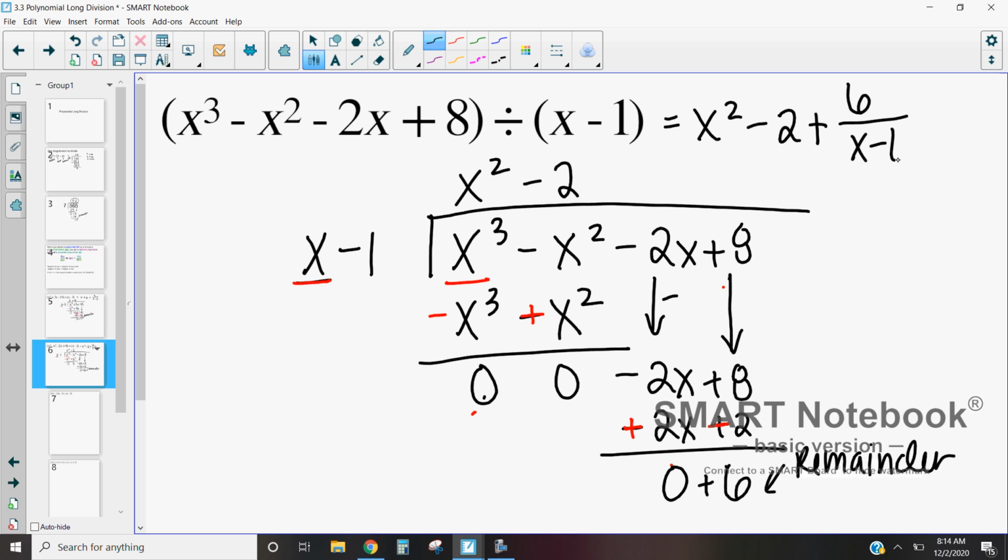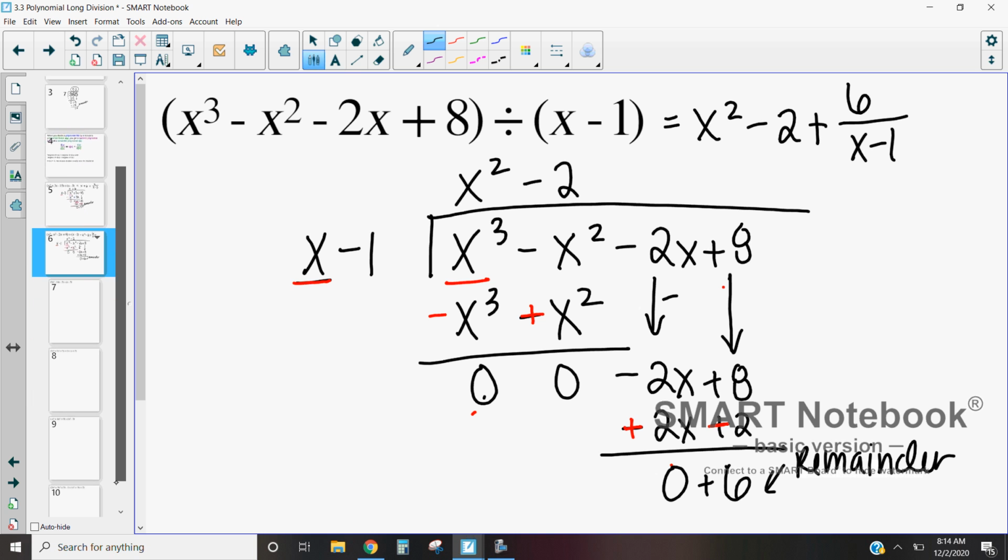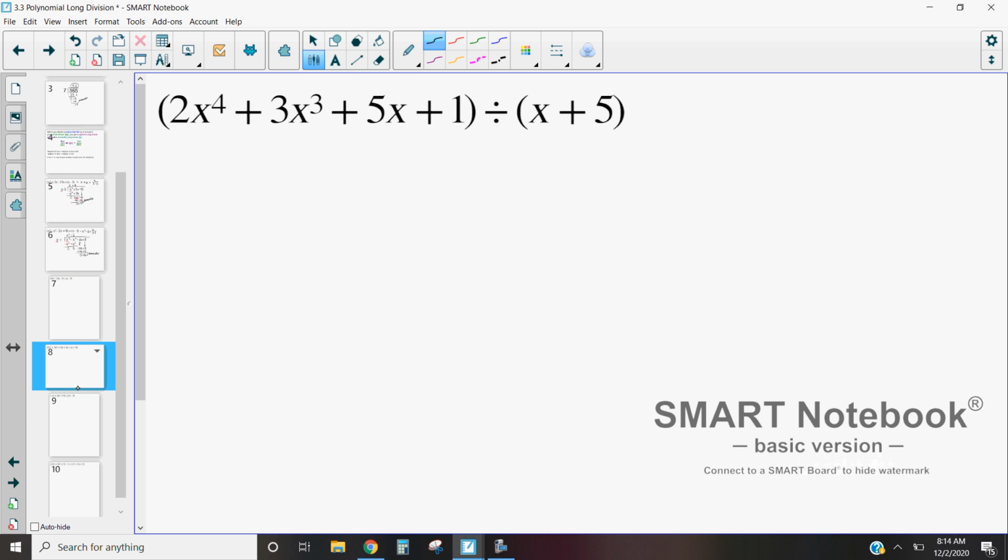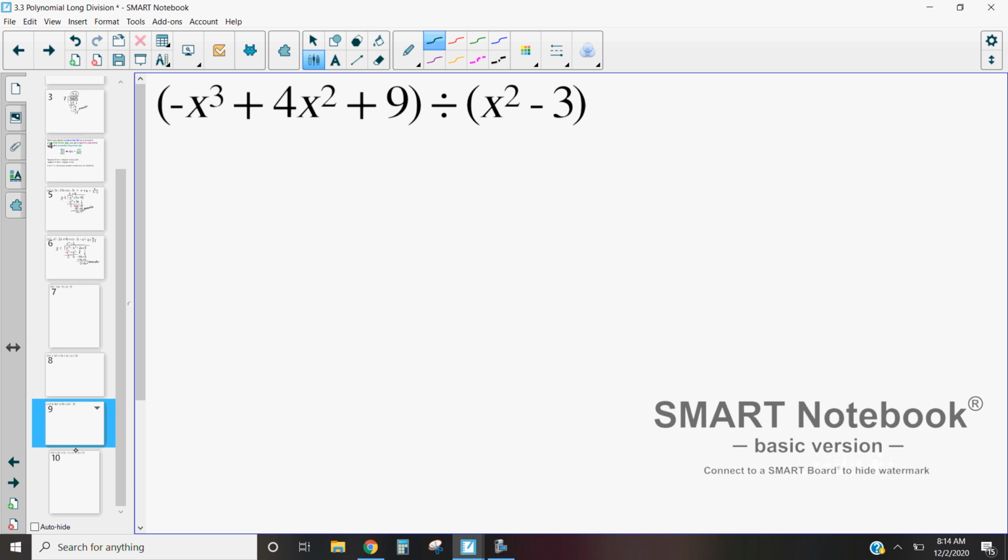Awesome. Sometimes we'll have a divisor or a remainder, sometimes we won't. Anytime we have a remainder, we're going to put it over that divisor. Okay, let's take a look at one other example here. Let's take a look at this one here.